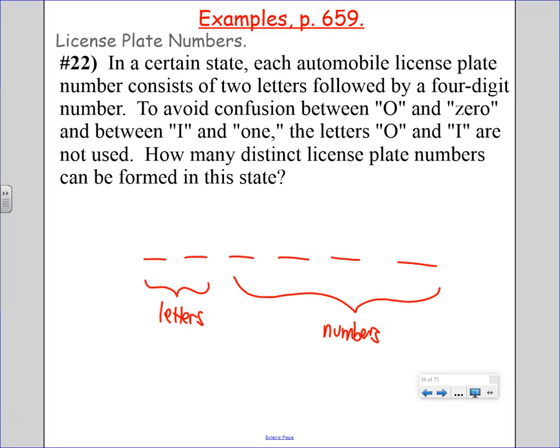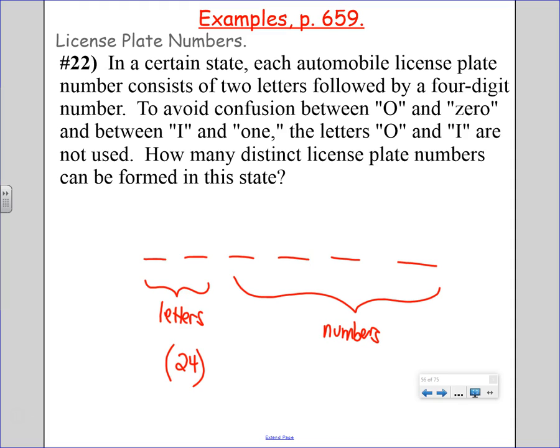To avoid confusion between 0 and O, and between I and 1, the letters O and I are not used. Ooh. Okay, if they're not used, then hold on. How many letters do we have to choose from? Oh, sorry. I read it backwards. I said 0 and O. I apologize. O and 0. And then I and 1. Okay, fine. Those letters are not used. We only have 24 letters left.